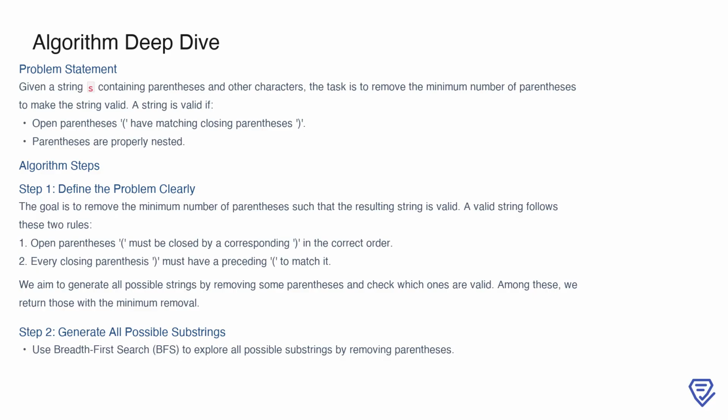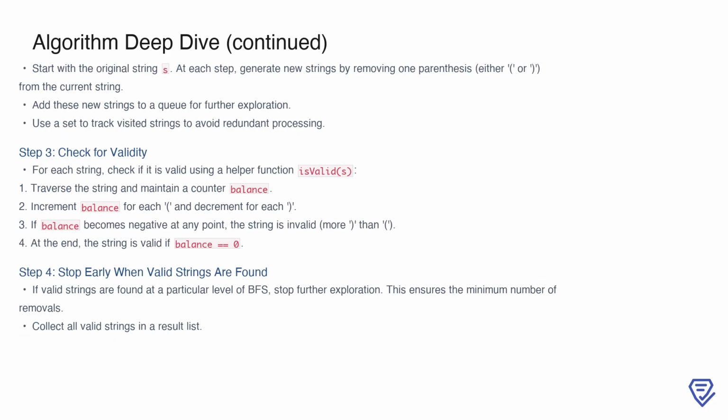For this, we'll use breadth-first search, or BFS, to explore all possible substrings, starting with the original string. We begin by initializing our BFS process with the original string. At each step, we generate new strings by removing one parenthesis at a time, either an open or closing parenthesis, from the current string. These new strings are added to a queue for exploration in subsequent steps. To ensure efficiency, we maintain a set to track which strings have already been visited, preventing redundant computation.